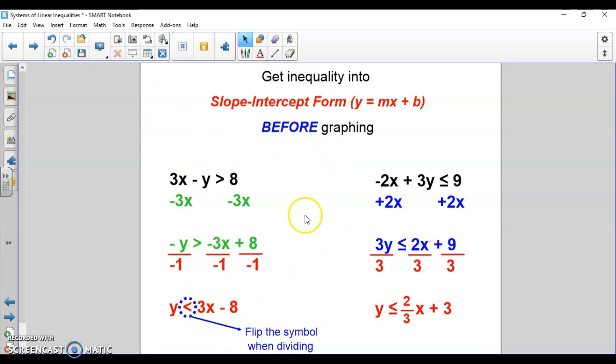Big thing here to pay attention to is the left side. I divided by a -1. You flip the symbol, so make sure that happens.